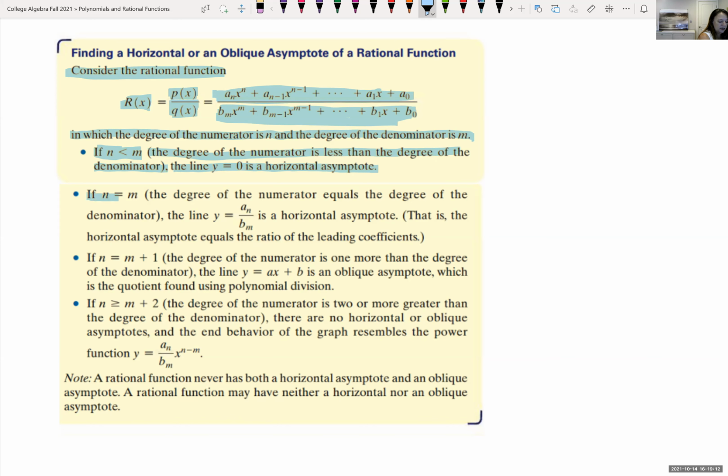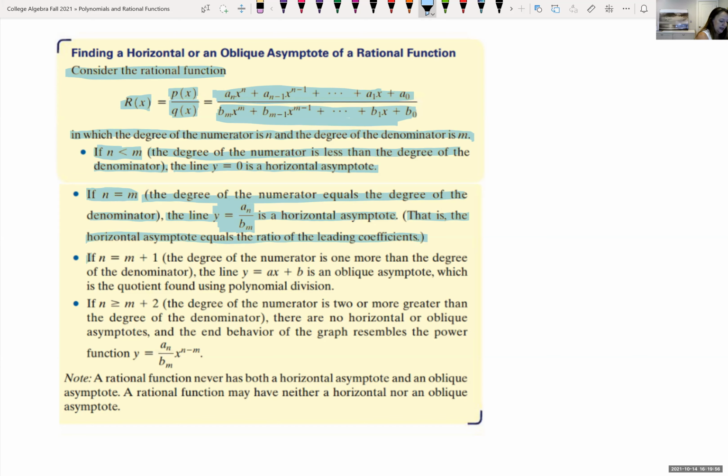If you get that the degree of the numerator and denominator are the same, then y equals a sub n, the leading coefficient of the leading term in the numerator, all over b sub m, which was the leading coefficient of our leading term in the denominator, is going to be our horizontal asymptote. That is, the horizontal asymptote equals the ratio of the leading coefficients. So if the degree of the denominator is larger, it's y equals 0. If the same, it's y equals a sub n over b sub n.